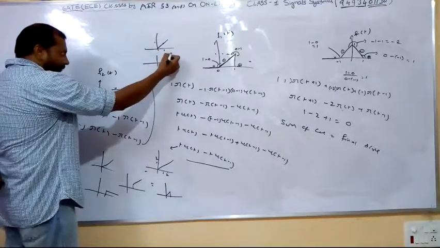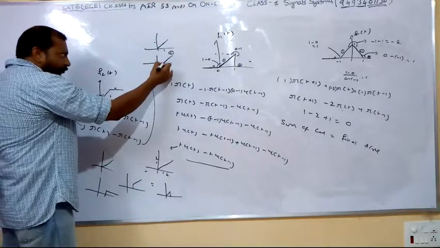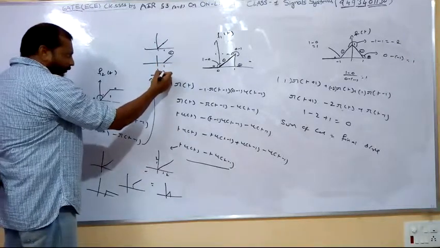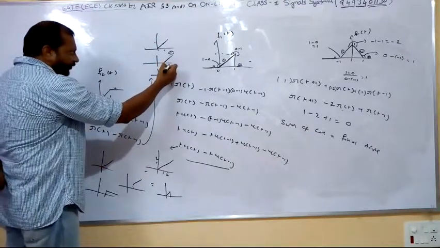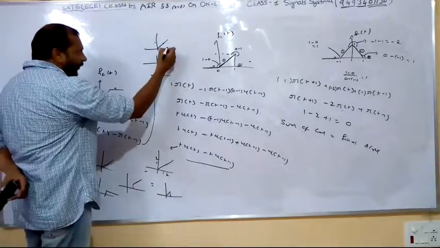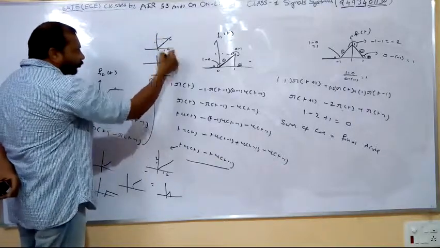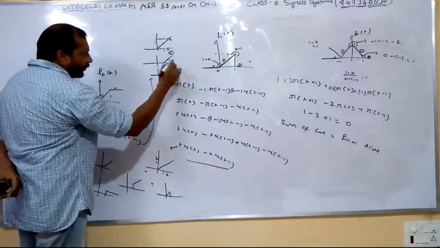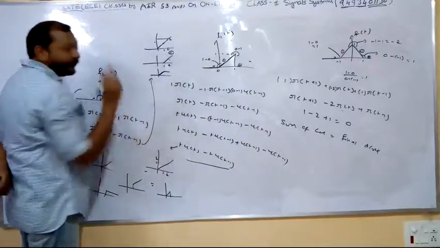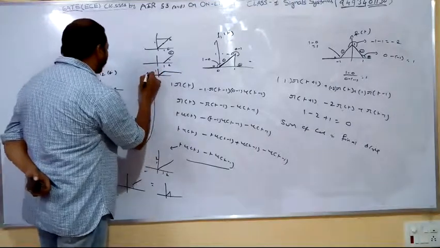By subtracting these two, here this value is 1 and the corresponding value in this signal is 0, so 1 minus 0 is equal to 1. At the instant t equal to 2, this value is 1 and the corresponding value is 2, so 2 minus 1 is equal to 1. At 3, this value is 2 and the corresponding is 3, so 3 minus 2 is equal to 1. So this is constant at 1 only. This is your shape.